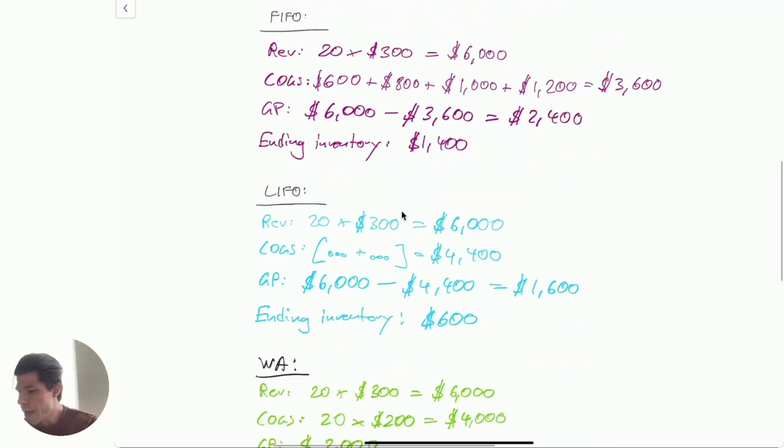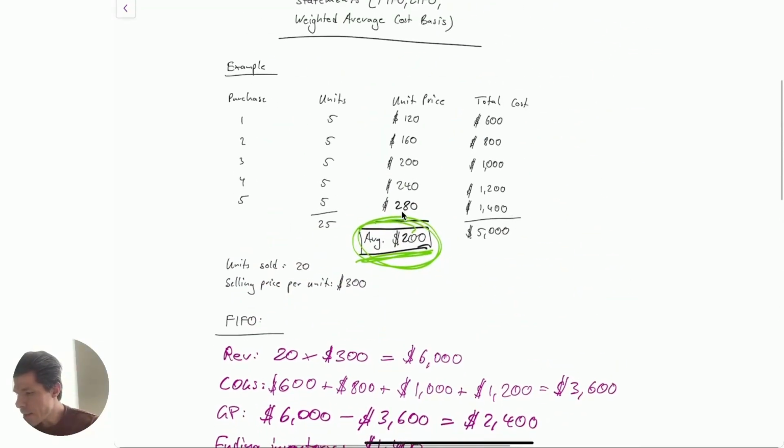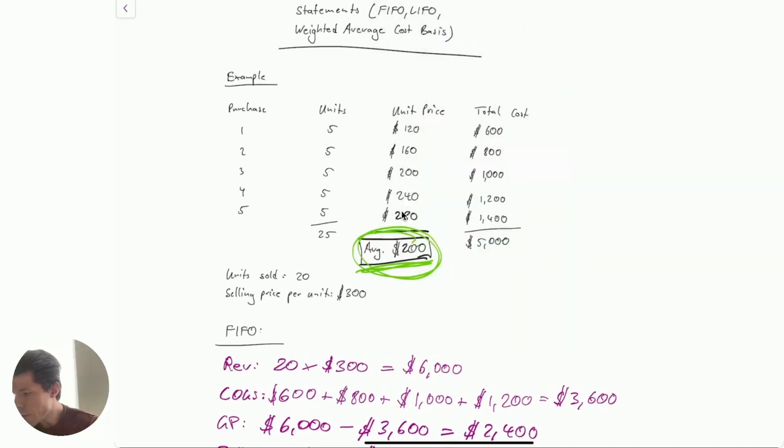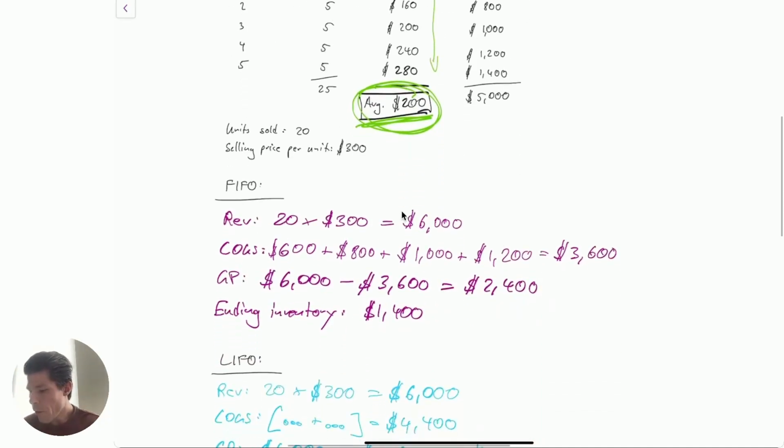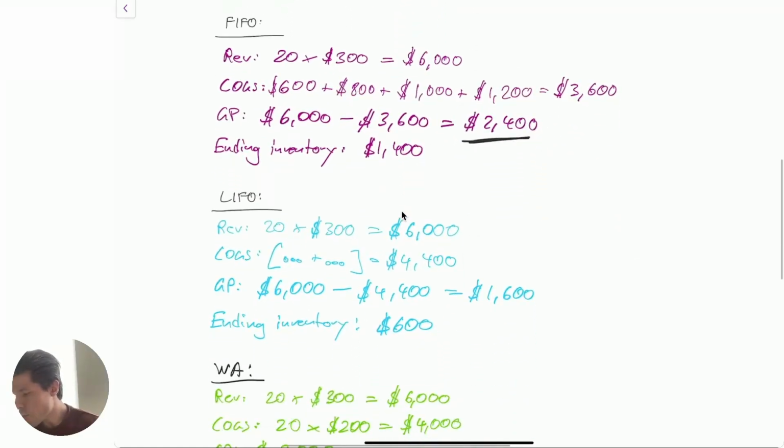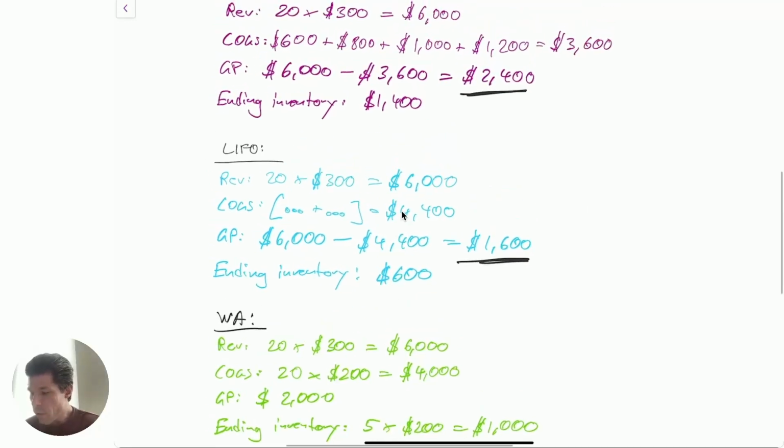What you see, because we have rising prices, increasing from 120 to 280, is that first in, first out leads to the highest gross profit, because you use the older, cheaper inventory for cost of goods sold. LIFO, on the other hand, is the lowest gross profit, because for your cost of goods sold you are recognizing your newer, more expensive inventory, which basically decreases your gross profit.